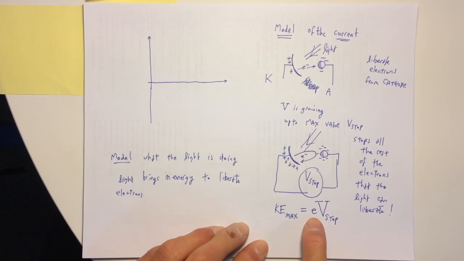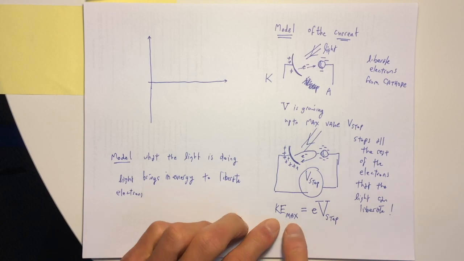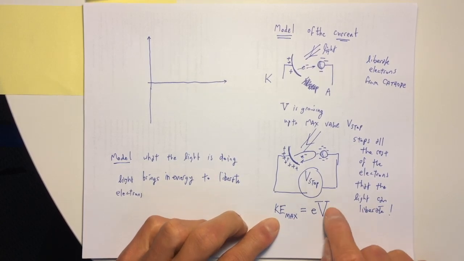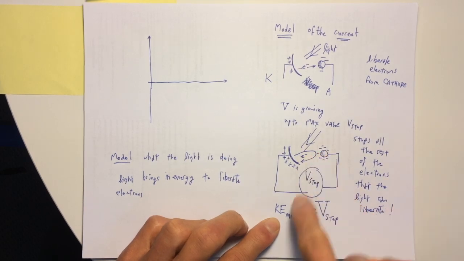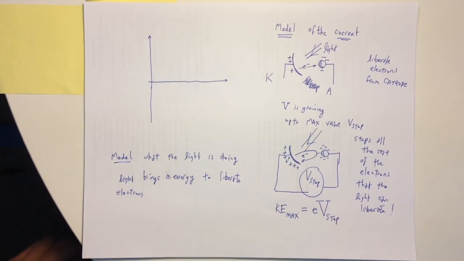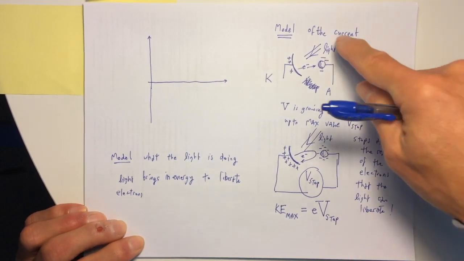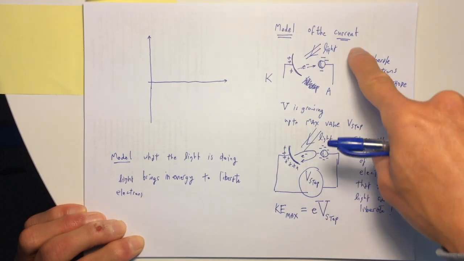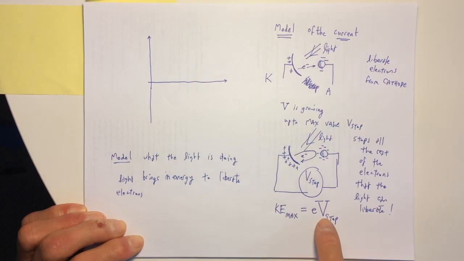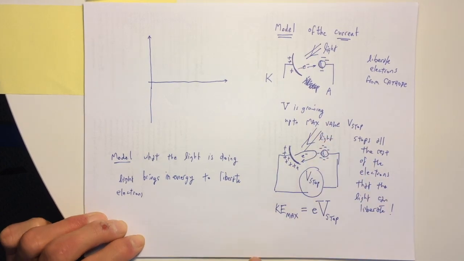And it's limited by this stopping potential and that charge, because that's the charge trying to jump the gap, right? So this is the maximum value of the kinetic energy that this light can produce. This is in the model of what makes up our current. It's electrons trying to jump that gap, right? And those electrons have a maximum value of kinetic energy from this light.